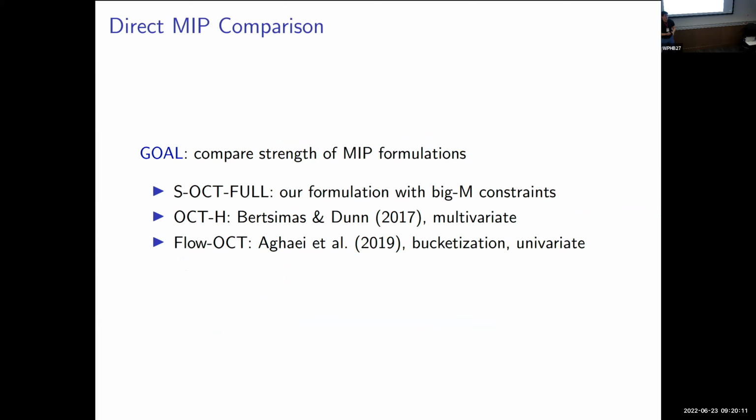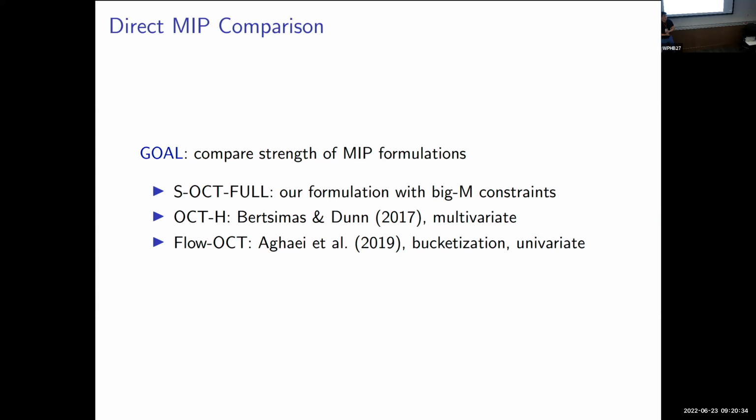And when we call it SOC full, that just means our formulation with big M constraints. I'm not really going to explain why we're adding these big M constraints back in. We're just claiming that our formulation, even if you define it using these big M constraints, is still fairly strong. And we're comparing against OCT-H, which is the Bertsimas and Dunn formulation, and FlowOCT, which is by Aghaei and friends.